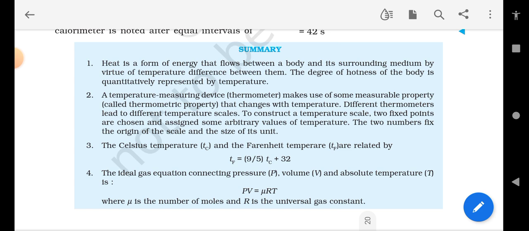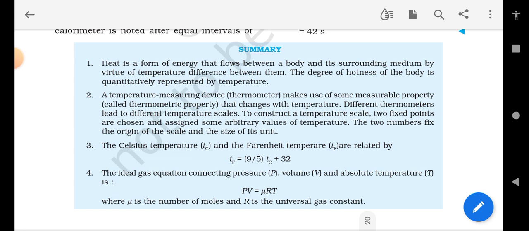A temperature measuring device makes use of some measurable property, called the thermometric property, that changes with temperature. Different thermometers lead to different temperature scales. To construct a thermometer scale, two fixed points are chosen and assigned some arbitrary values of temperature. The two numbers fix the origin of the scale and the size of its unit.